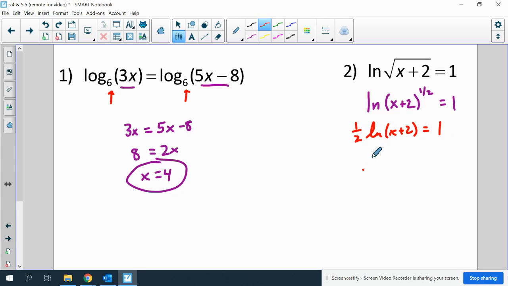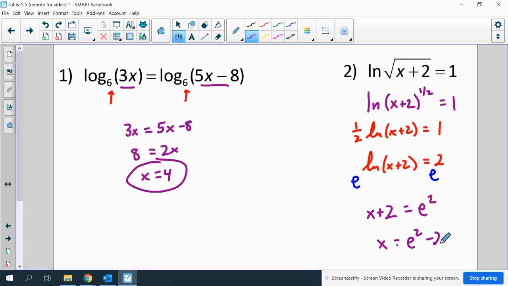Then I can multiply both sides by 2, so the natural log of x plus 2 equals 2. And now I can eliminate the log by taking the inverse function of it. And remember, inverse function of natural log is e to a power. So I'll take e to both sides. So I will have e to the natural log of x plus 2. That undoes the natural log. So I'll have x plus 2 equals e squared. So x equals e squared minus 2.